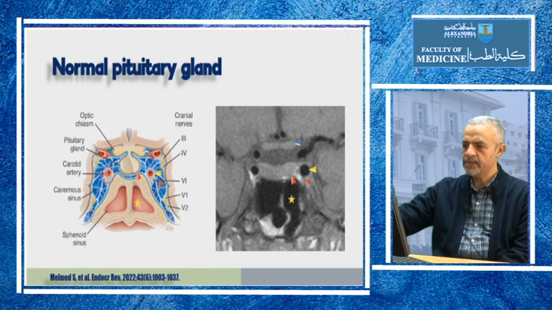On both sides, you can see the cavernous venous sinuses, inside which you would find the internal carotid. Here and here is the expected site for the cavernous venous sinuses, and these two rings represent the internal carotid. So this is how a normal pituitary gland would look like on MRI.